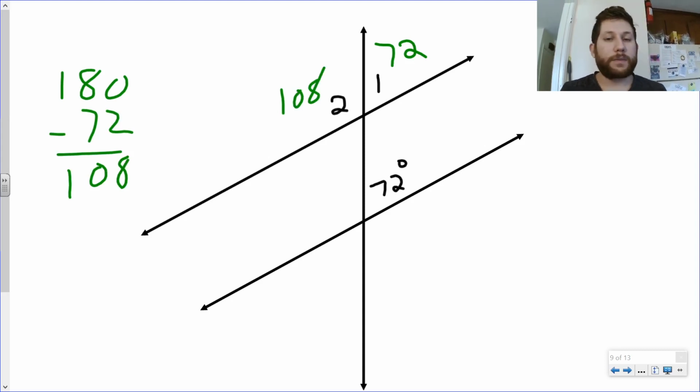So that wraps up the first part of solving for angles. So this is part 1. We're solving for angles. In part 2, we're going to take a look at solving for x.